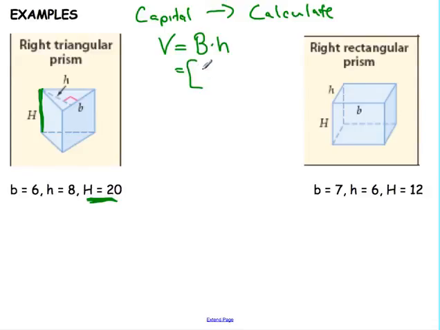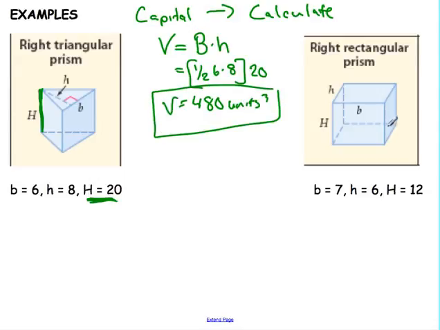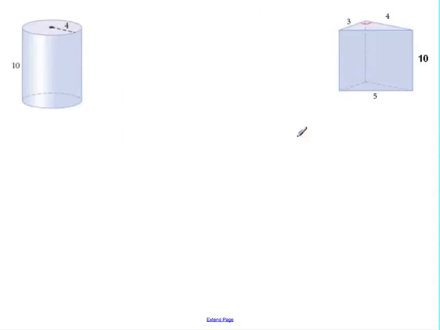Volume is still going to equal the area of the base times the height. In this case, our area of the base is going to be 1/2 times 6 times 8. We're going to multiply that by a height of 20. 6 times 8 is 48. When we divide that by 2, we'd get 24 times 20. This would give us 480. This would be, again, cubic units. Because I don't really like this notation, I'm going to steer clear of this example. We'll move on to a different example instead.